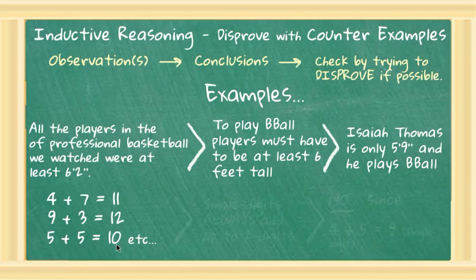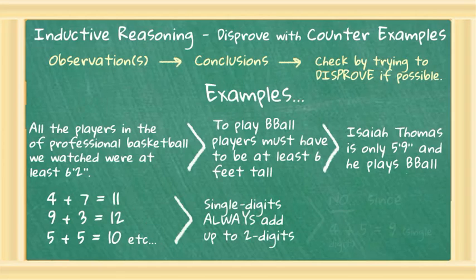Well, we look and we see that whenever we add a pair of single-digit numbers, our result is a 2-digit number. So we can keep trying different pairs of numbers, but what we see so far is single digits always add up to a 2-digit number.